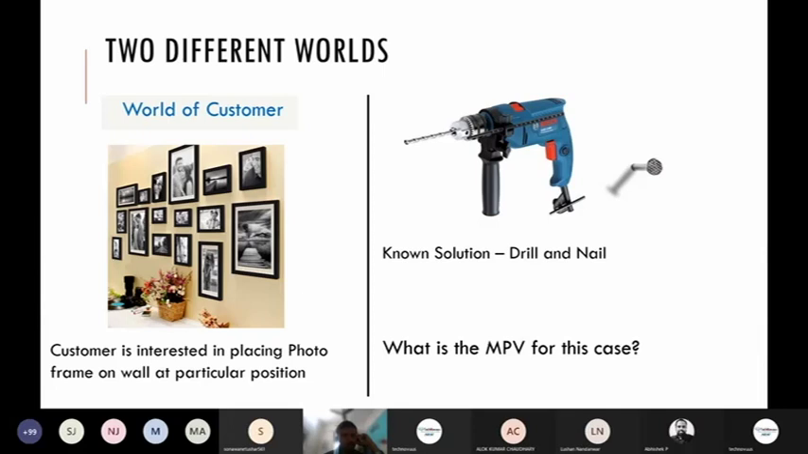Now my key question is here. What is the MPV for this case? MPV means main parameter value, which reflects the need of the customer. Now don't try to be so perfect. Tell me what is the MPV. Position of frame, very good. What else? Somebody says drill power, drill size, diameter of nail, power of machine, layout, size, position, RPM, aesthetics. Tell me more.